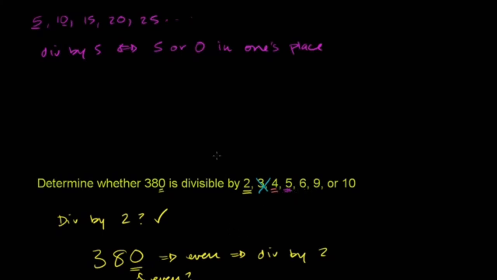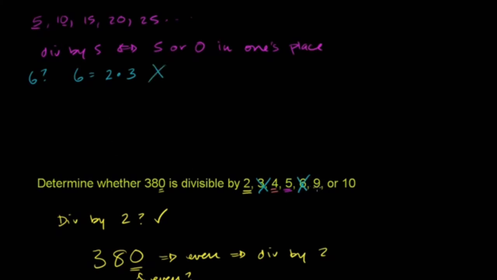Now, let's think about the situation for 6. So we want to know, are we divisible by 6? So to be divisible by 6, you have to be divisible by the things that make up 6. Remember, 6 is equal to 2 times 3. So if you're divisible by 6, that means you're divisible by 2 and you are divisible by 3. If you're divisible by both 2 and 3, you will be divisible by 6. Now, 380 is divisible by 2. But we've already established that it is not divisible by 3. If it's not divisible by 3, it cannot be divisible by 6. So this gets knocked out. We are not divisible by 6.